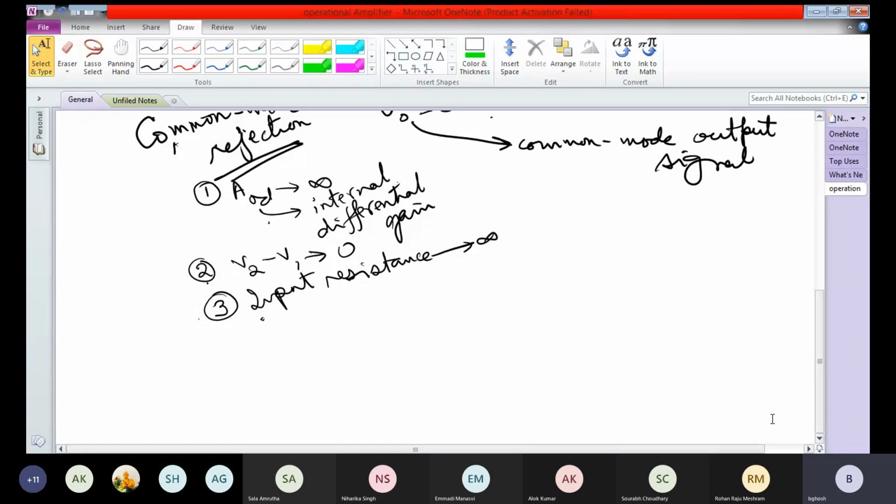The output resistance similarly of an operational amplifier. Can you repeat this?